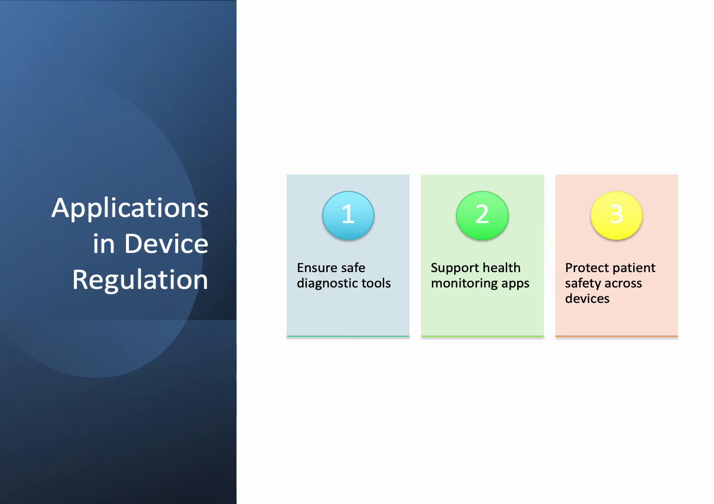Following the 510(k) process, let's examine applications of regulatory strategies in U.S. medical device regulation. Regulations ensure safe diagnostic tools, like blood glucose monitors, by requiring 510(k) clearance to verify safety and effectiveness. They support health monitoring apps, such as fitness trackers, by enforcing accurate labeling and registration to protect users. Regulations protect patient safety across devices, from bandages, Class I, to pacemakers, Class III, by mandating compliance with classification-specific controls. For example, a new diagnostic app must be registered and listed to ensure traceability.